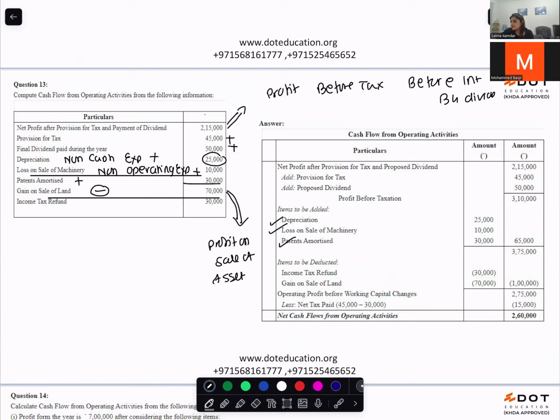Then what is it? Income tax refund. Income tax refund will be subtracted because you're getting it. What is this, extraordinary income? Extraordinary income is subtracted and extraordinary expenses are added. Okay, fine.